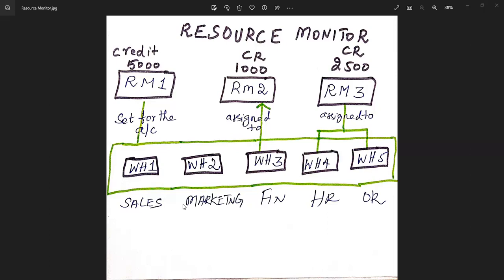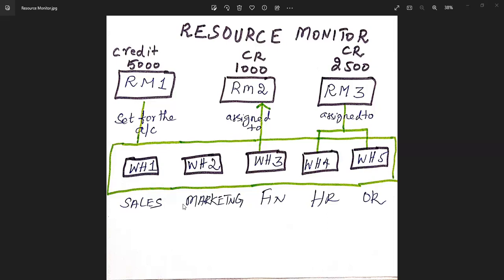The third one, that is assigned to the fourth and fifth warehouses, resource monitor 3, has been assigned around 2,500. The consumption is 1,500 only. So around 1,000 credits are still remaining, not for warehouses, but for the resource monitor. For resource monitor 2, still 500 credits are remaining.